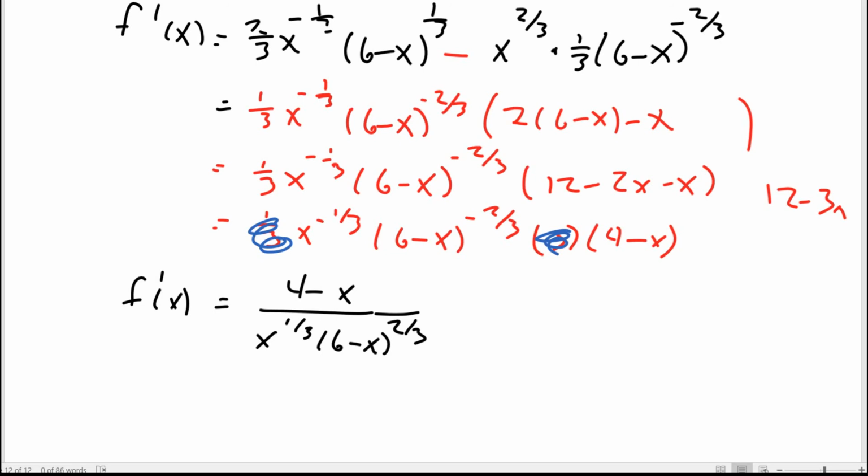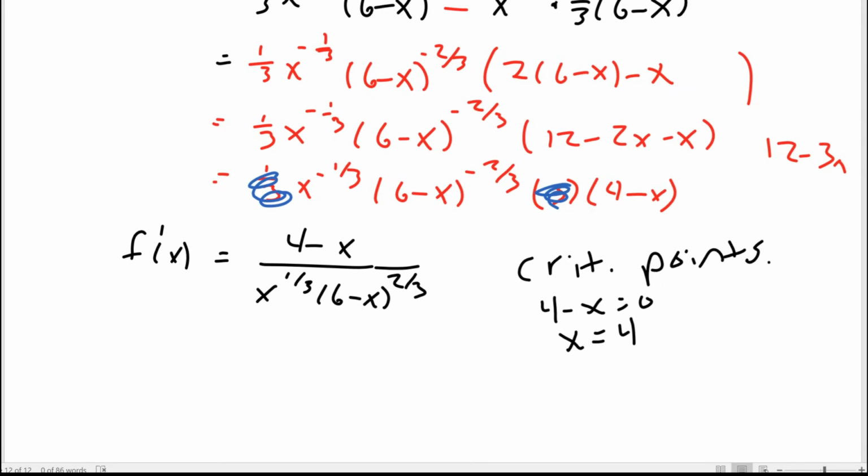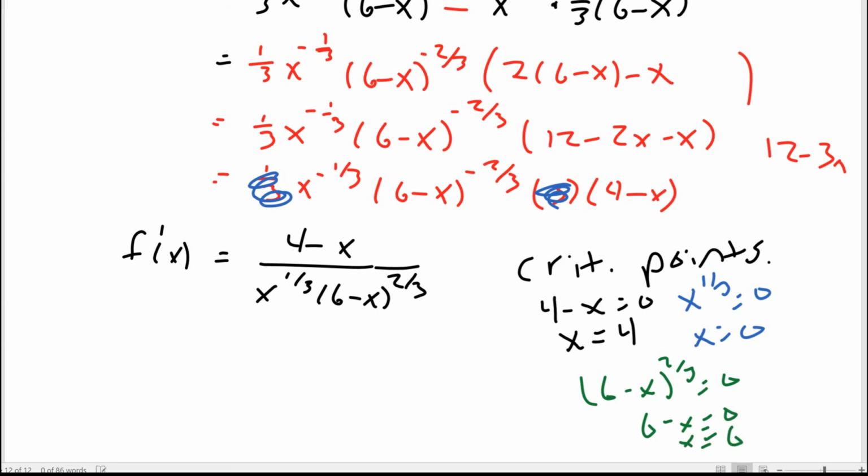Now we got to get critical points. So critical points, the numerator has to be equal to 0. So when is 4 minus x equals 0? Well, that's when x equals 4. Then we also have to have the denominator equal to 0. So another one's going to be when x to the 1/3 equals 0, so x would have to equal 0. And then another one when 6 minus x to the 2/3 equals 0. So 6 minus x is 0, x is equal to 6. So those give me 3 critical points there, 0, 4, and 6.